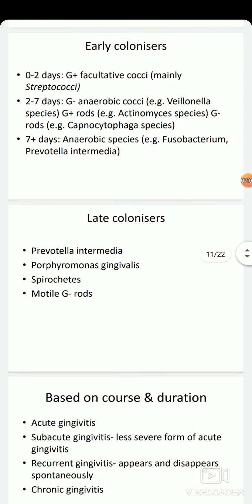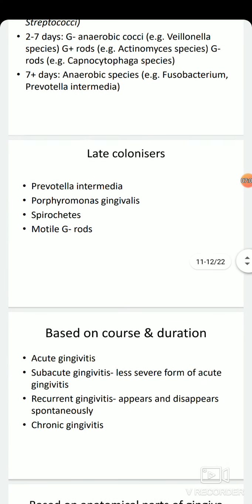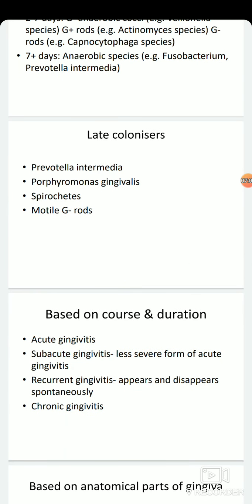So late colonizers are more of Prevotella intermedia, Porphyromonas gingivalis, and spirochetes, motile gram negative rods.